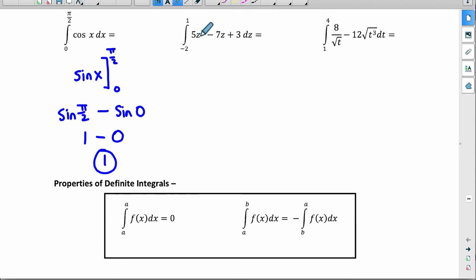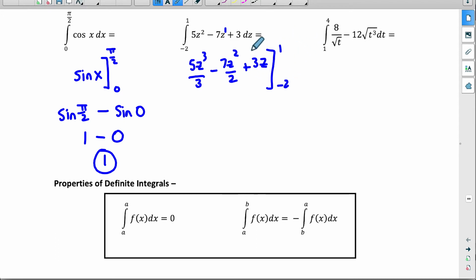How do we integrate this? Raise the 2 up to a 3, so it becomes 5z to the third. Put the same number on the bottom. Raise the 1 on the z up to a 2. Put the same number on the bottom. And we're integrating in terms of z, so don't make it 3x. It's 3z here. And we've got our bounds. We have 1 and we have -2.